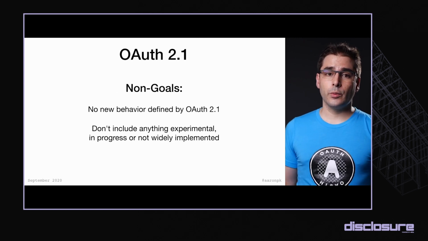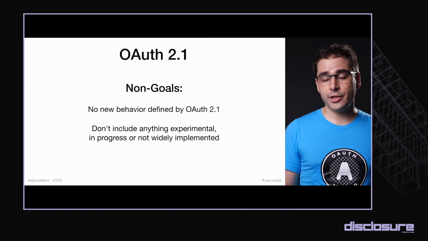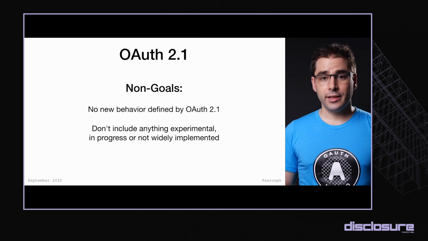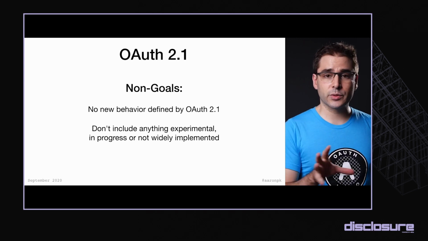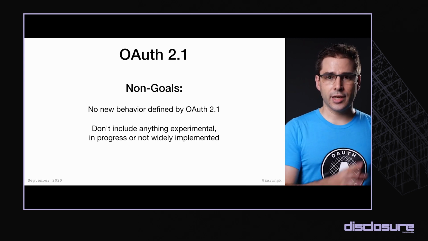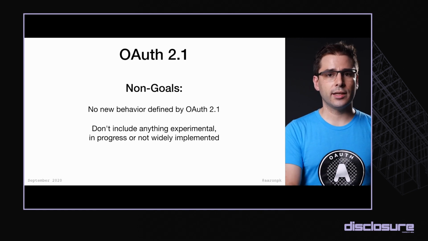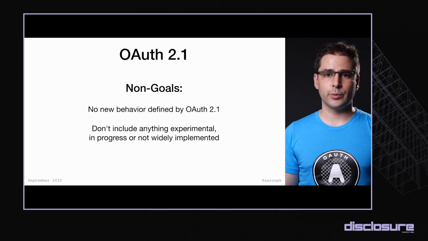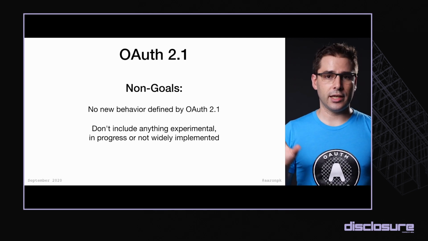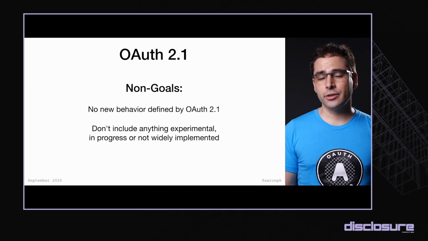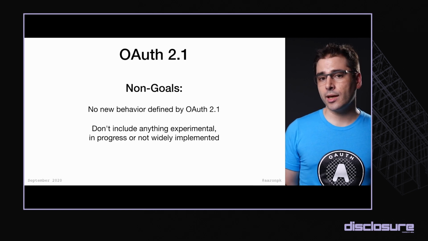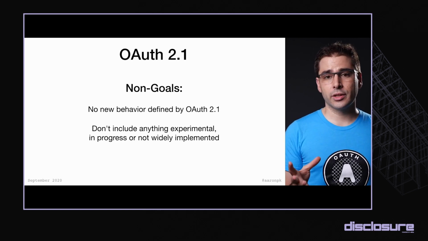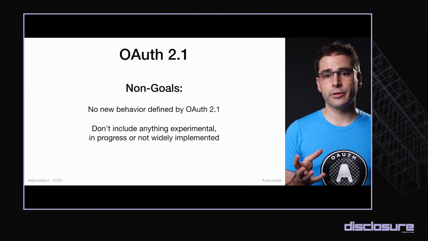Some things that OAuth 2.1 is not doing. We are not defining any new behavior in OAuth 2.1. The idea is that OAuth 2.1 is the best way to do OAuth 2.0. So everything that's already documented in the Security BCP, as well as a couple of other extensions like PKCE, those are being brought into OAuth 2.1. New behavior is not defined in 2.1. We also don't want to include extensions that are experimental or not yet widely deployed, because we really just want to focus on what is the most secure way to do OAuth at its core.